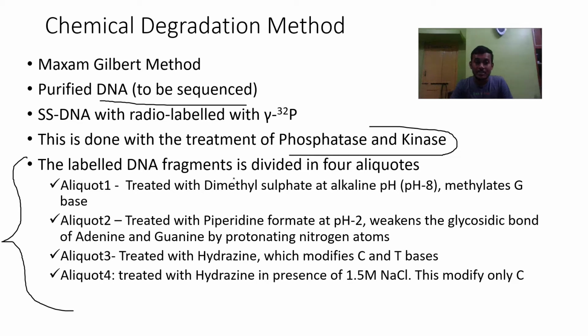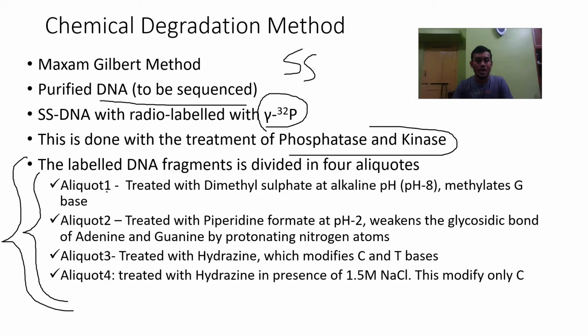So the labeled DNA fragment is divided into 4 aliquots. Here, a single stranded DNA is used which is radio labeled with gamma 32 phosphate. So how are we going to use this particular single strand DNA? We are going to divide it into 4 different test tubes or aliquots.